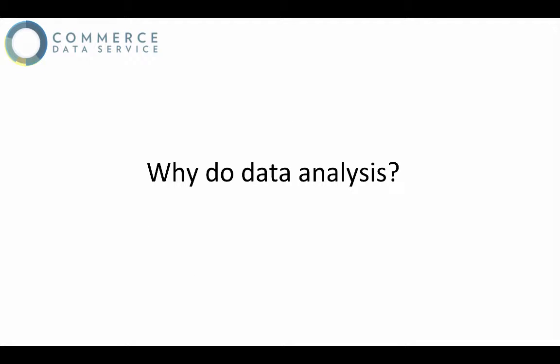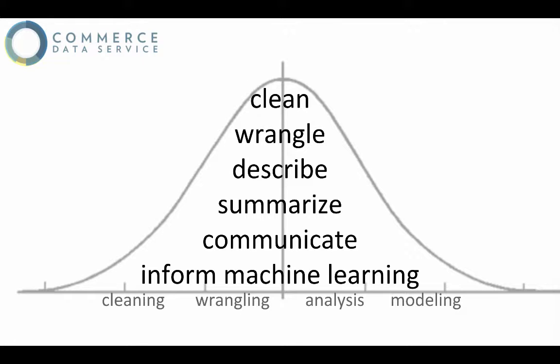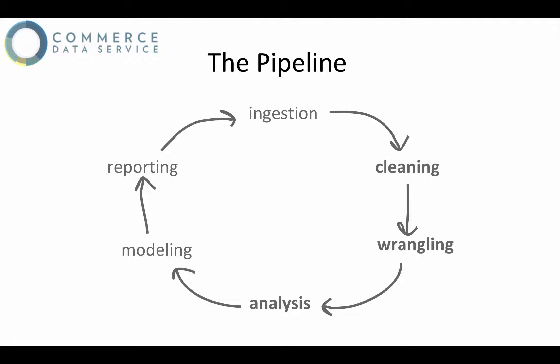So let's begin with why we actually do data analysis. Analysis isn't its own step. When you're doing data science, you use it when you're cleaning your data, when you're wrangling it, and when you're describing and summarizing what's going on with your data to someone else. You need to communicate that, and you also use it to inform what machine learning methods you use, and what you actually can use. So you'll use analysis throughout the pipeline. Which means today we're going to focus on analysis for cleaning, wrangling, and summarizing, and getting ready for that modeling component.